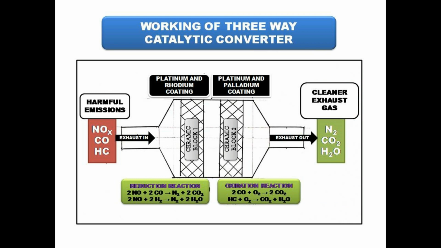The working of the catalytic converter. The exhaust gas, which contains harmful emissions like NOx, CO and HC, is passed through a three-way catalytic converter. When the harmful emissions passes through reduction catalyst, NOx is reduced to N2. Then, when the harmful emissions are passed through oxidation catalyst, CO is oxidized to CO2 and HC is oxidized to H2O and CO2. Thus, in three-way catalytic converter, the three harmful emissions are converted to non-harmful emissions.